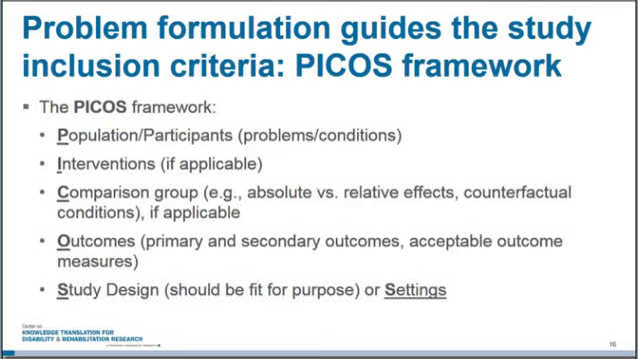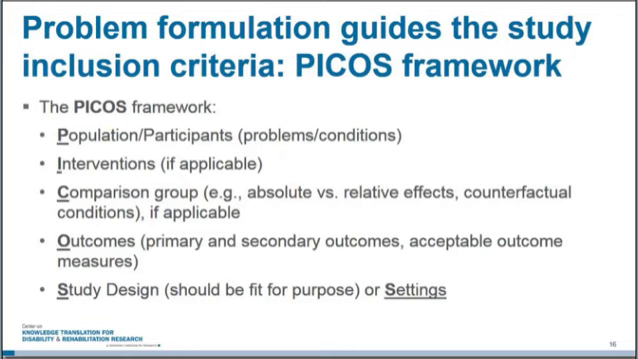So problem formulation, again, guides the study inclusion criteria, and we usually use this acronym called PICOS to help us use the systematic review question to identify the kinds of studies that are going to be eligible for our systematic review. The PICOS framework, the acronyms, the P stands for population or participants, or it could also stand for problems or conditions if we're interested in a different kind of review. The I stands for interventions if we are interested in the effectiveness of a particular intervention. The C stands for comparison group.